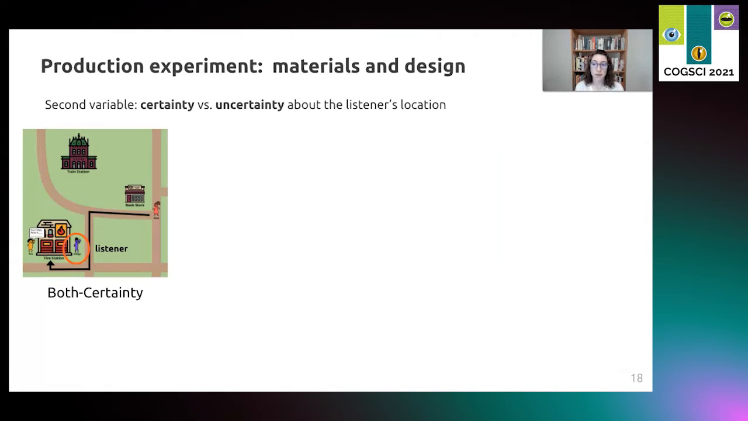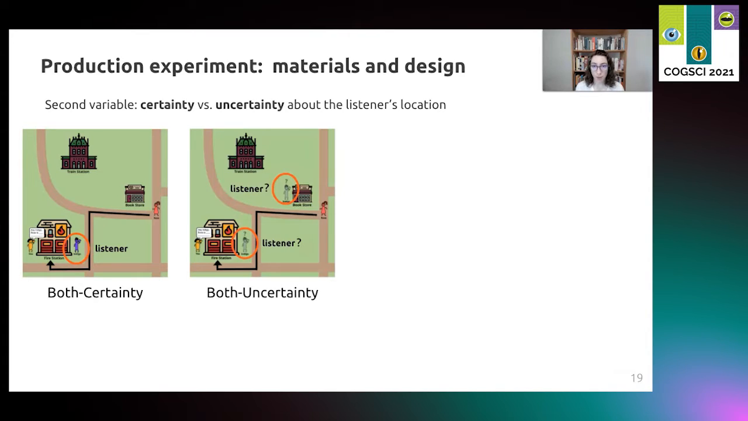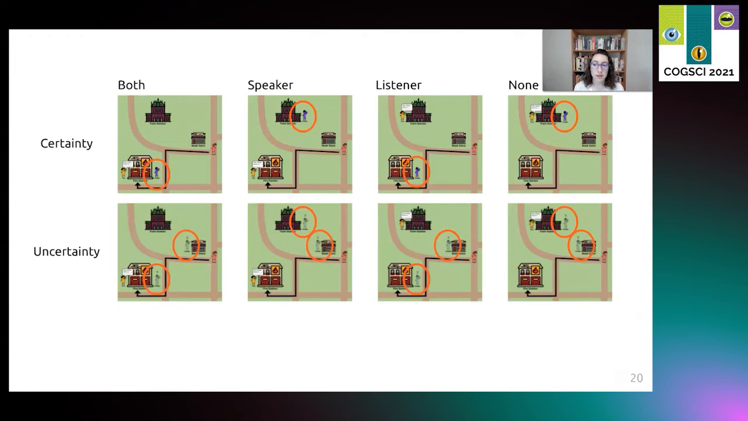of motion. The second variable we manipulate is whether or not the speaker can be certain of the listener's location. And this is an example of the both certainty condition, and the map unambiguously indicates the listener's location. To make this both certainty condition into a both uncertainty condition, we show a copy of the listener at another location, and the two listeners are shown in a lighter color and have a question mark above their head, and this is meant to indicate that the listener might be in either location, and participants were instructed on how to interpret this. And this shows examples of each of the 8 conditions with the listeners circled.